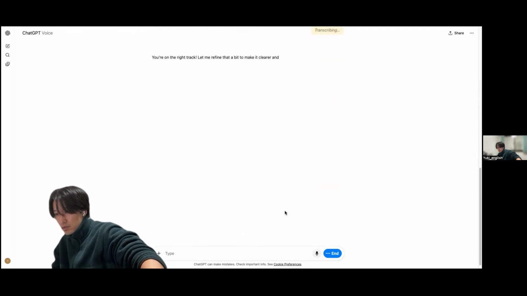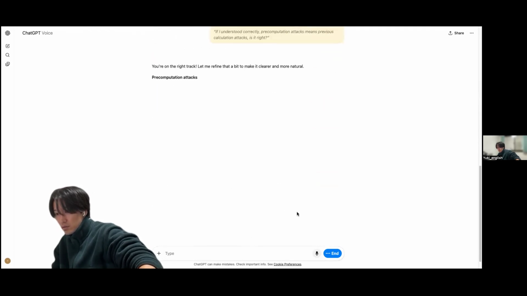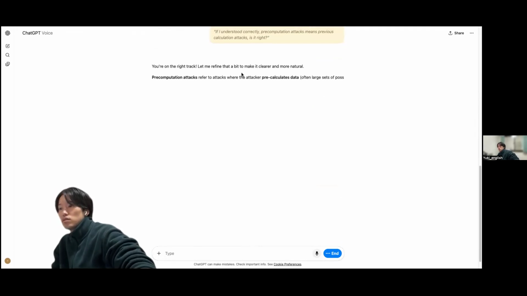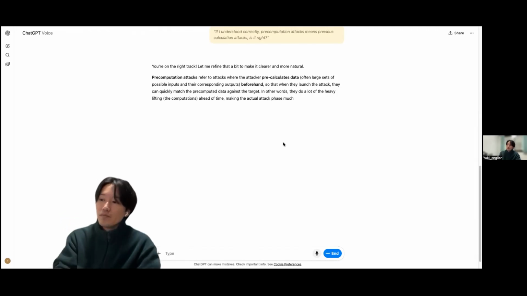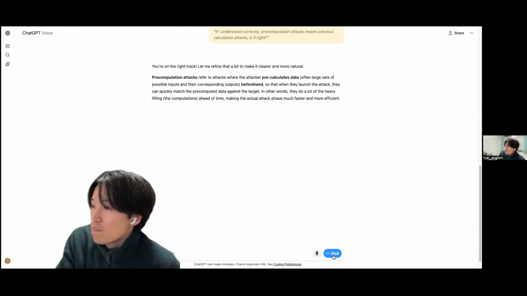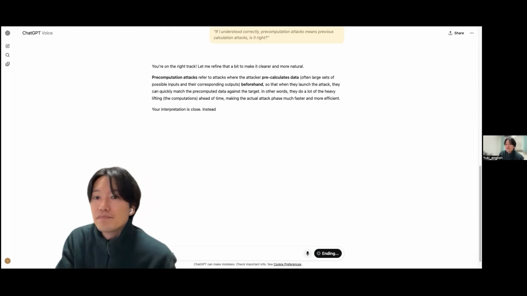Let me refine that a bit to make it clearer and more natural. Precomputation attacks refer to attacks where the attacker pre-calculates data, often large sets of possible inputs and their corresponding outputs, beforehand, so that when they launch the attack, they can quickly match the pre-computed data against the target. In other words, they do a lot of the heavy lifting, the computations, ahead of time, making the actual attack phase much faster and more efficient. Yeah. Okay.